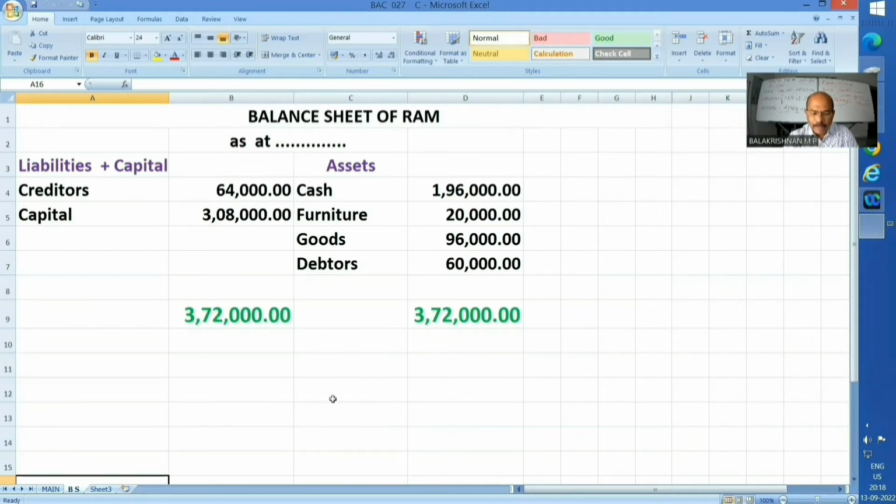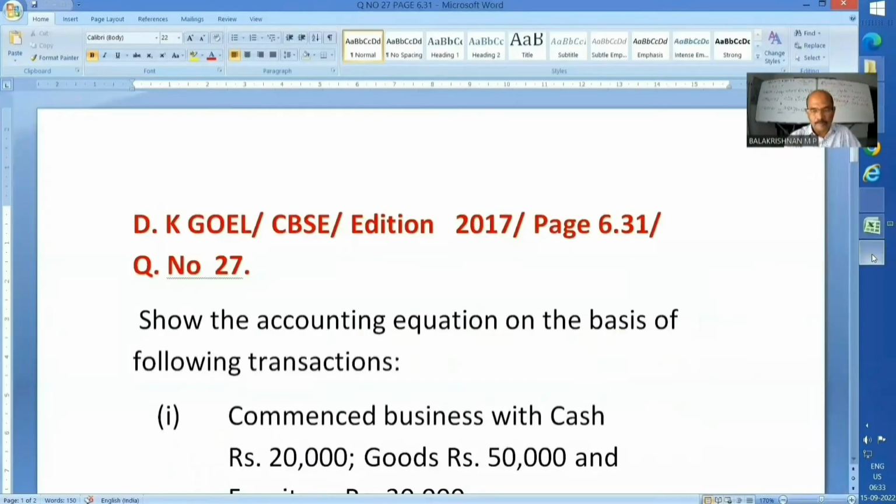Well, now let us take up a full-fledged comprehensive sum from D.K. Goel's textbook. A practical sum I will work out for you. Well, students, let me take up question number 27 of page 6.31 of D.K. Goel. Well, it's as follows.